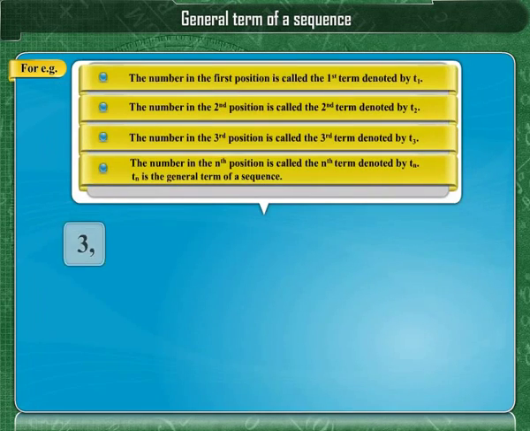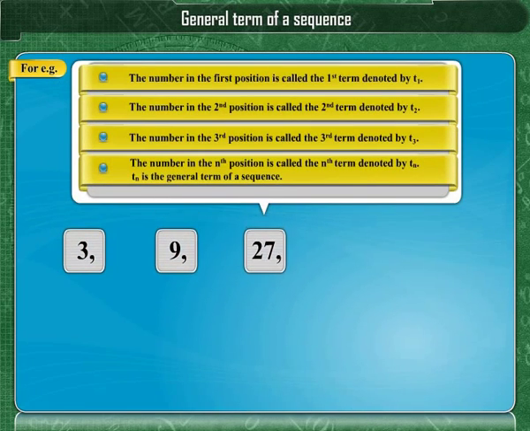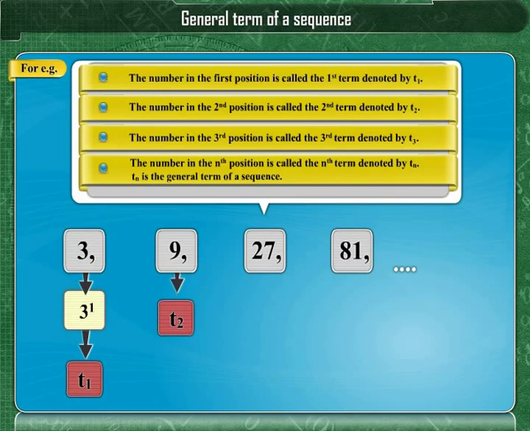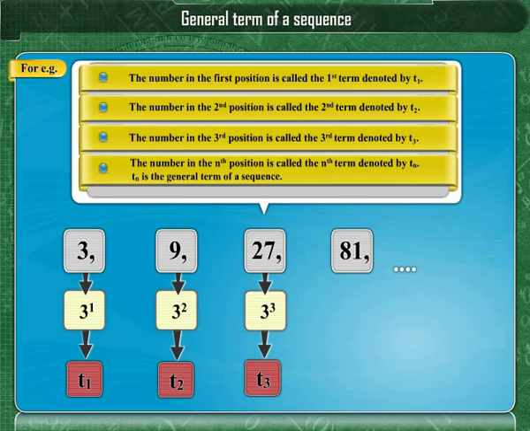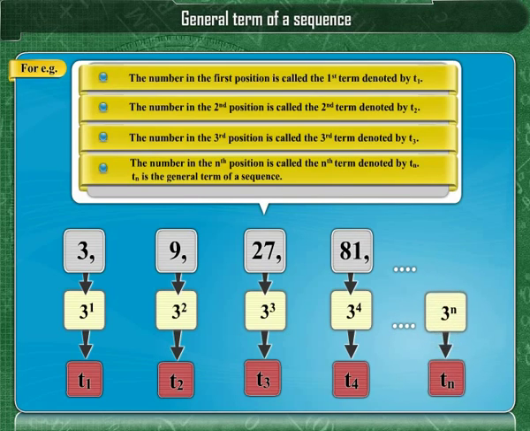In the sequence 3, 9, 27, 81 and so on, T1 is 3, T2 is 9, that is 3 raised to 2. T3 is 27, that is 3 raised to 3. T4 is 81, that is 3 raised to 4, and so on. Tn is 3 raised to n.